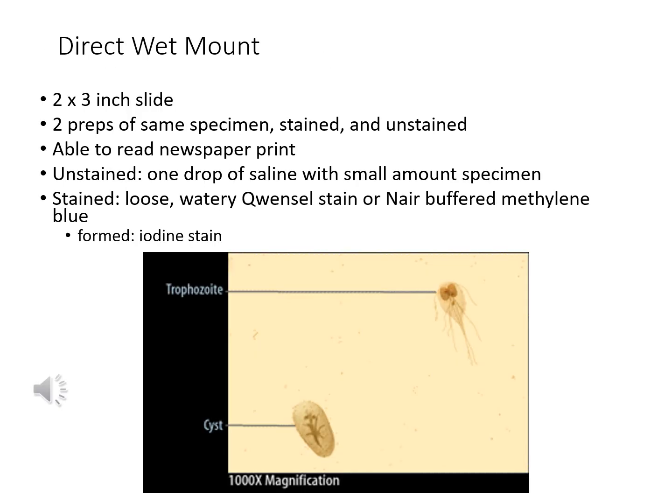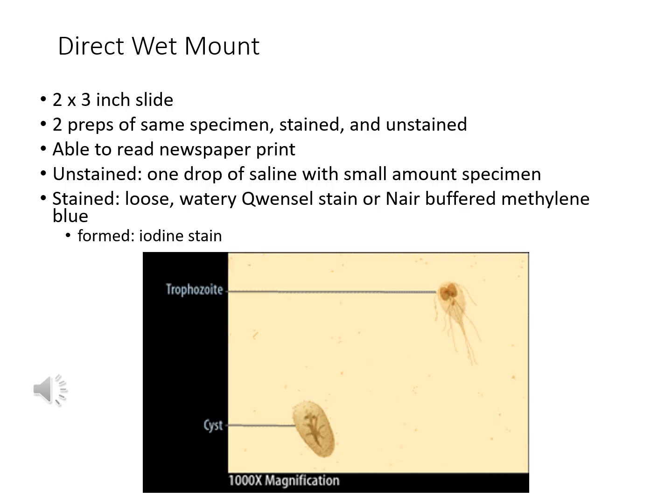With the direct mount, you'll use a 2 by 3 inch slide with 2 preps of the same specimen, 1 stained and 1 unstained. Make sure that you dilute your specimens such that you can read newspaper print through the suspension. On the unstained slide, you're going to add a drop of saline with a small amount of specimen. On the stained slide, usually for loose stool, you'll use a Quensel stain or a Nair buffered methylene blue stain. If it's a formed specimen, iodine also works well.